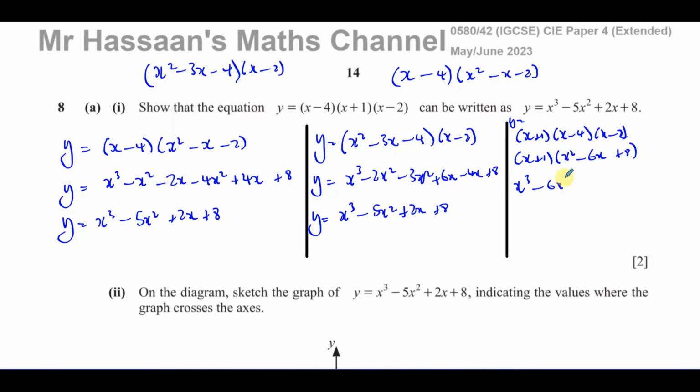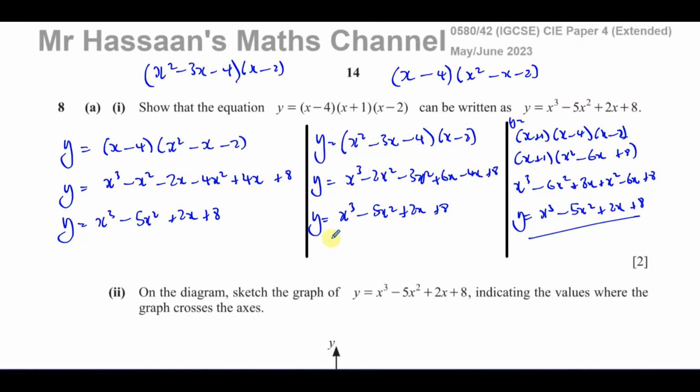minus 6x squared plus 8x plus x squared minus 6x and plus 8. So you end up with y equals x cubed minus 6x squared plus x squared, which is minus 5x squared. And you've got 8x minus 6x, which is plus 2x plus 8.